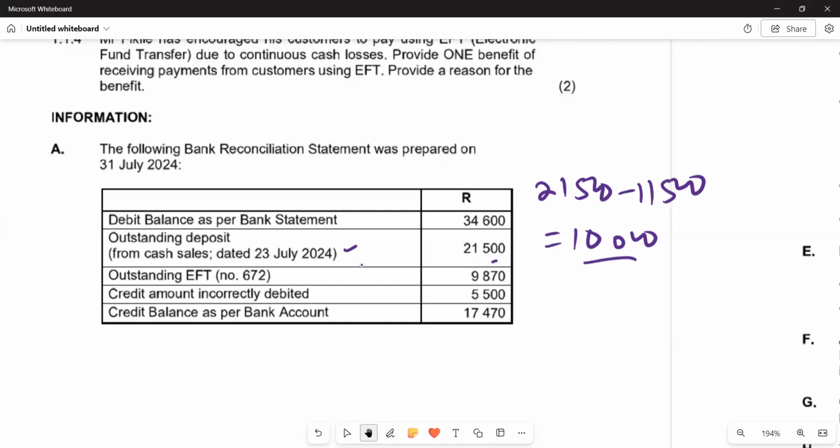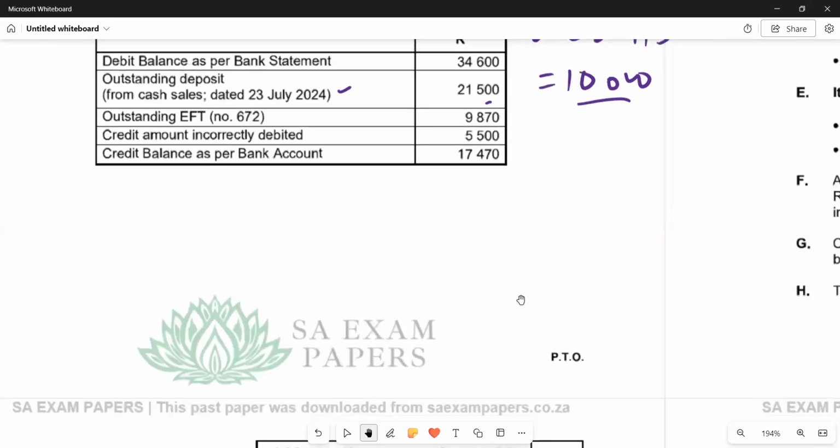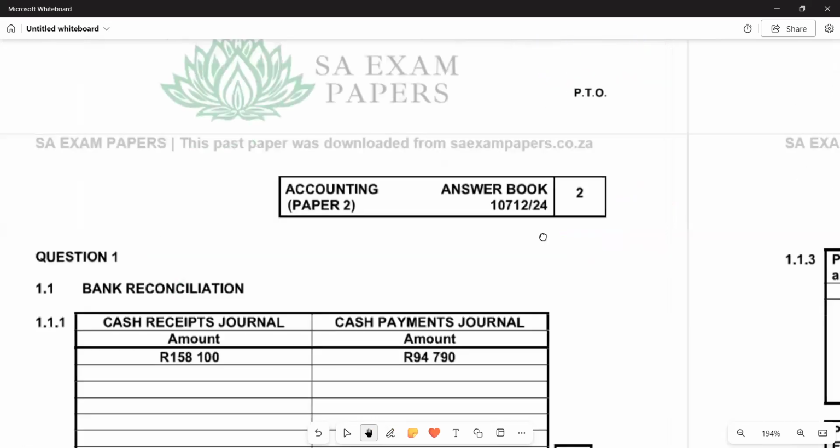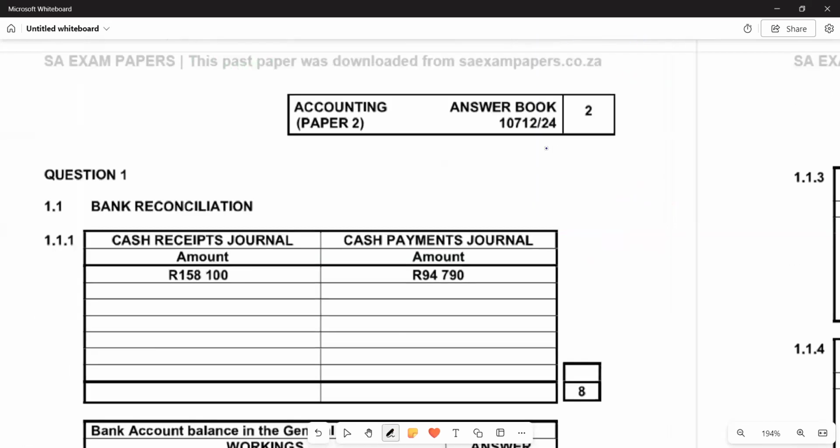So we go to our answer section and reflect that adjustment under the cash payments journal, whereby we are just putting it as 10,000. Remember, by putting it like this, we mean that this is a positive figure. When it's a negative, we put it in brackets. So this is what we have there.